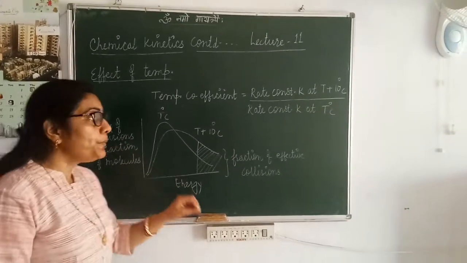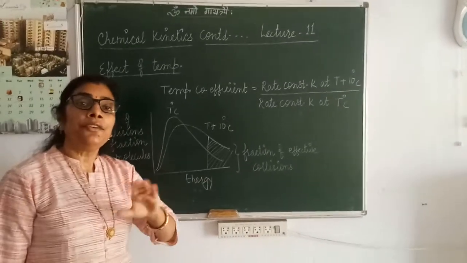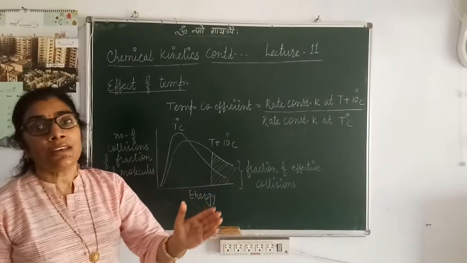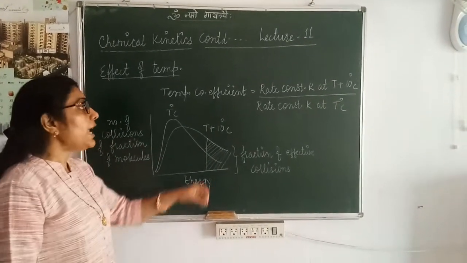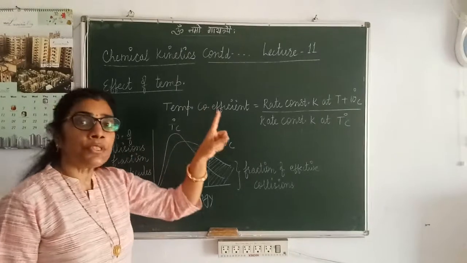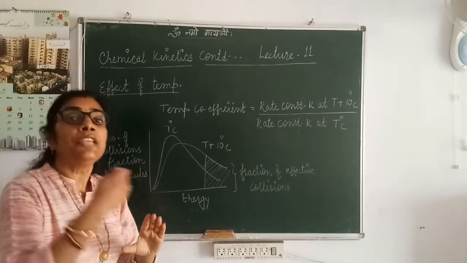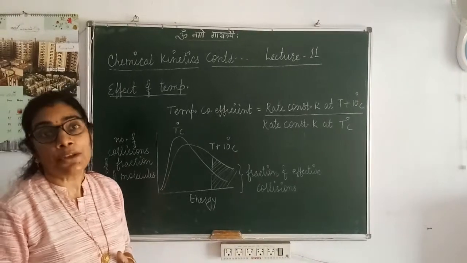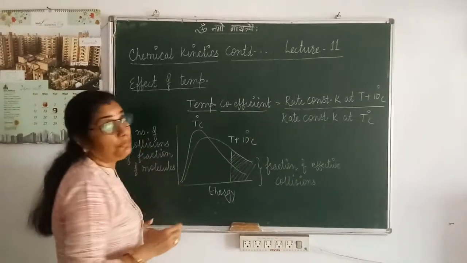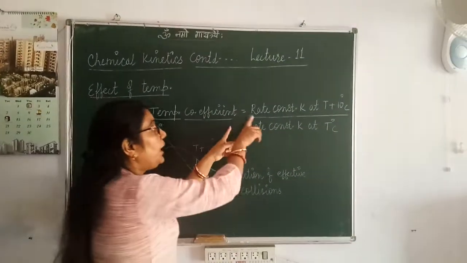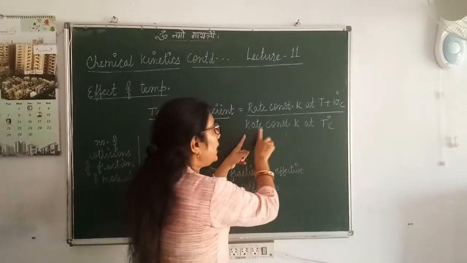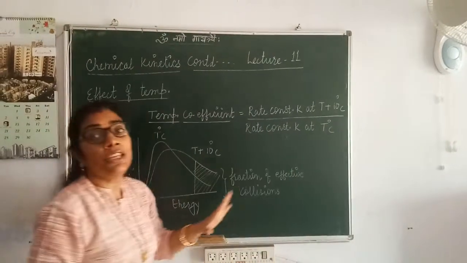It has been observed experimentally that the rate of almost all chemical reactions increases with increase in temperature. It is an experimental observation that the rate of almost all chemical reactions gets doubled for each 10-degree rise of temperature, and that is expressed by the temperature coefficient, which is the ratio of rate constant K at T plus 10 degree Celsius to the rate constant K at T degree Celsius.